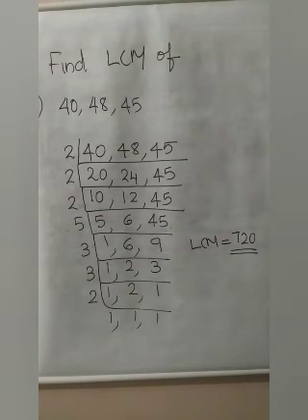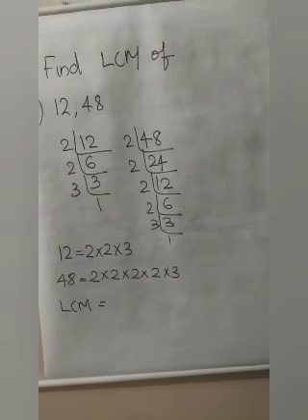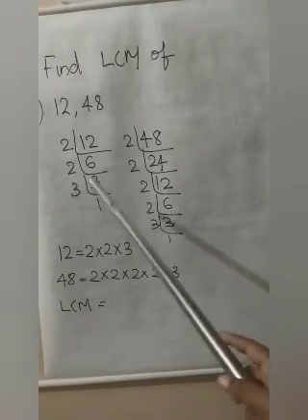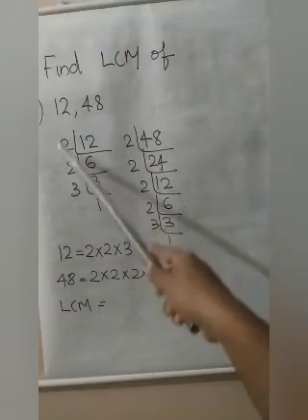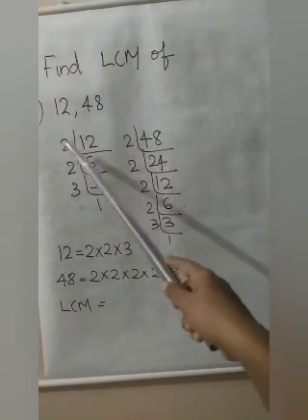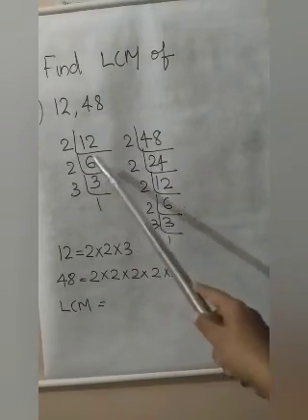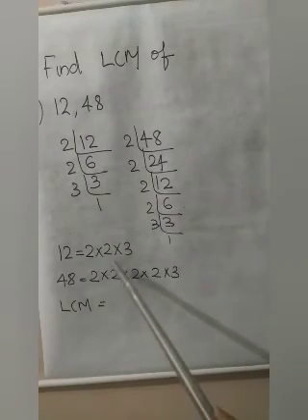Whichever method is convenient to you, you can follow that. If you want to prime factorize separately, you can do it in that method also. Next question, find the LCM of 12 and 48. When you are prime factorizing separately, what will you do? Prime factorize the numbers separately. First prime factorizing 12. What are you getting? 2 in 12, 6 times. Again 2, 3, 3. So 2 into 2 into 3.